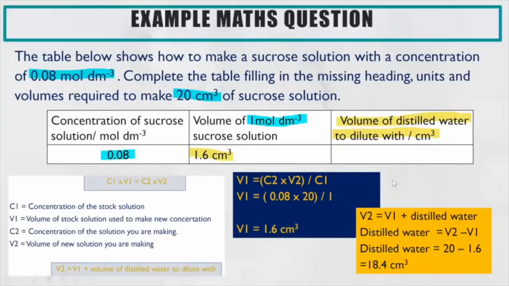Now it's time to use the second formula to work out what is the volume of distilled water that we need to use. So I've rearranged the formula because this one here has V2 as the subject, but we want distilled water to be the subject of the formula to work out the volume we need. So V2 minus V1, 18.4 centimetres cubed. Now you don't actually have to put the units within the body here if they're in the header, so just bear that in mind.